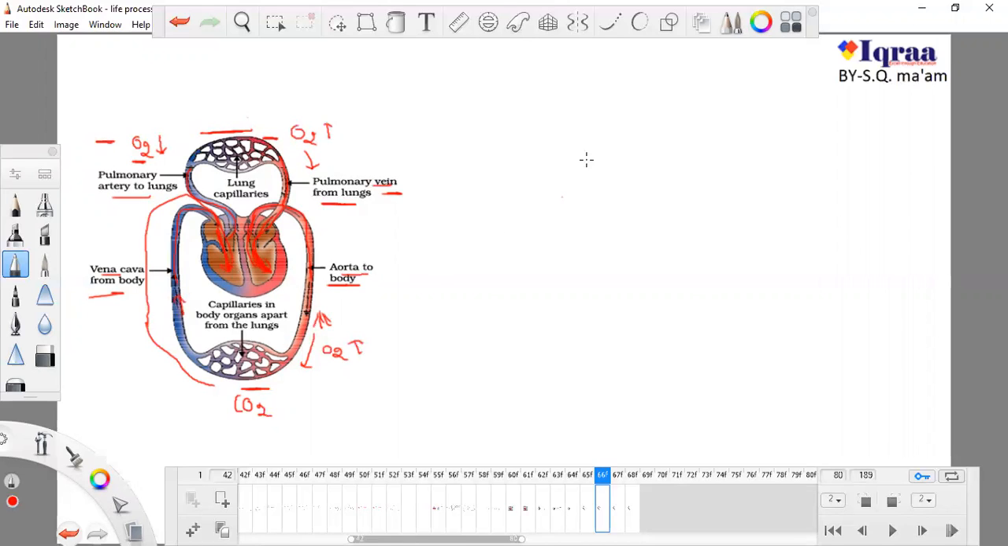So what I want to draw is four chambers. Okay, I'm teaching you this again and again only because I want to make sure that you will understand this. Okay, so blood comes to the right atrium, left atrium, right atrium, right ventricle, and it will go to the lung.